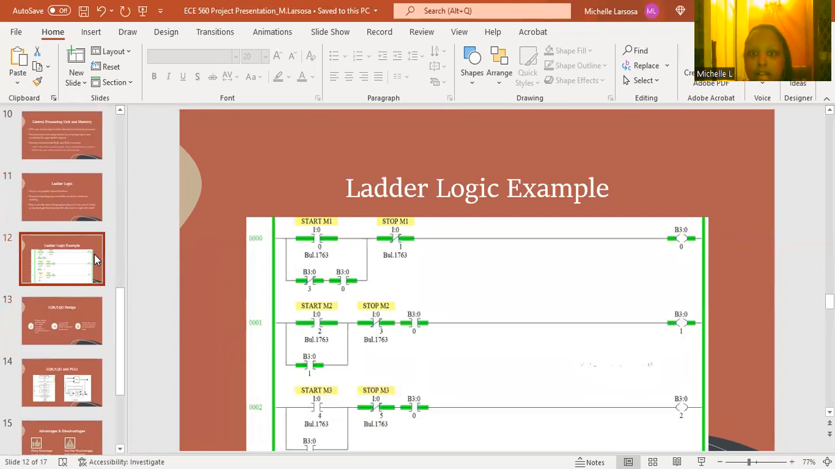So again, this is a ladder logic example. We have a motor starter relay. And here we have the relay where we have a start and then we have a stop. And then this is how it can be read from left to right. So this is the type of coding example that engineers would use in developing the coding language for a PLC.